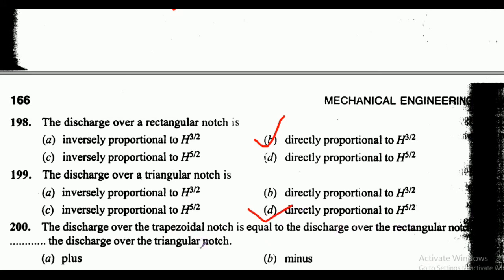Next is: the discharge over the trapezoidal notch is equal to the discharge over the rectangular notch dash the discharge over the triangular notch. Plus or minus. So here, friends, the correct answer is option A, that is plus.